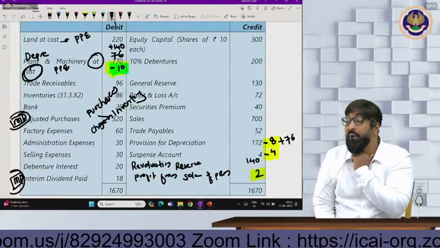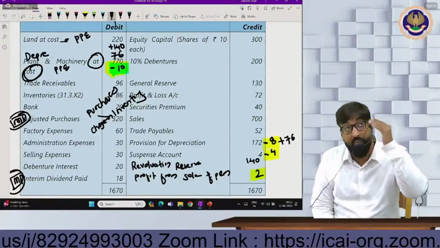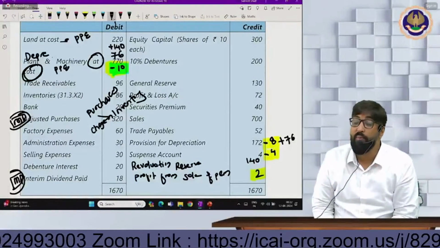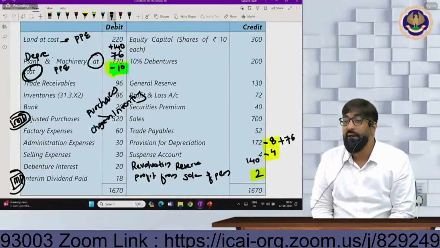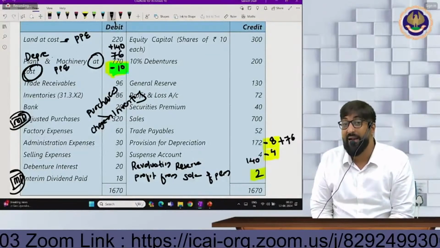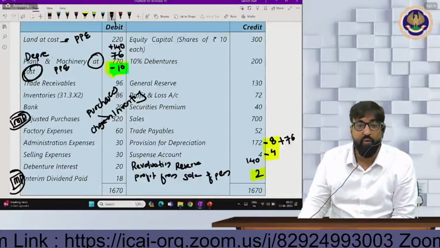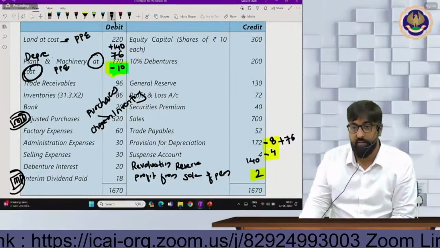In sole proprietor, what did we do in 11th-12th standard? We reduced the asset. But when you open provision for depreciation account, it is to show the asset at original cost. Got the concept? Everyone? Yes. What do we do now?